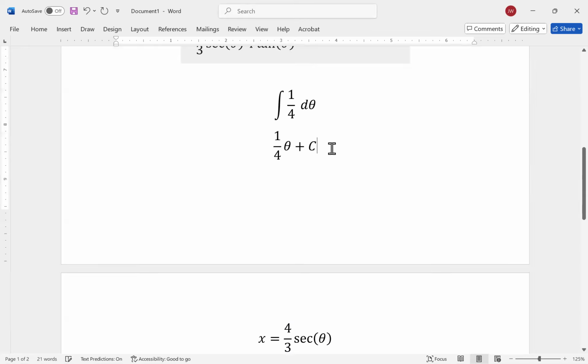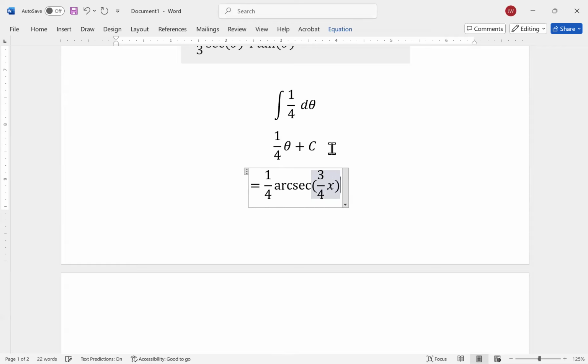So that's all I'm going to do. My final answer here is 1/4 times the arc secant of 3/4 x, and then plus c. So that's my final answer there. Theta is the arc secant of 3/4 x. So that's what I do.